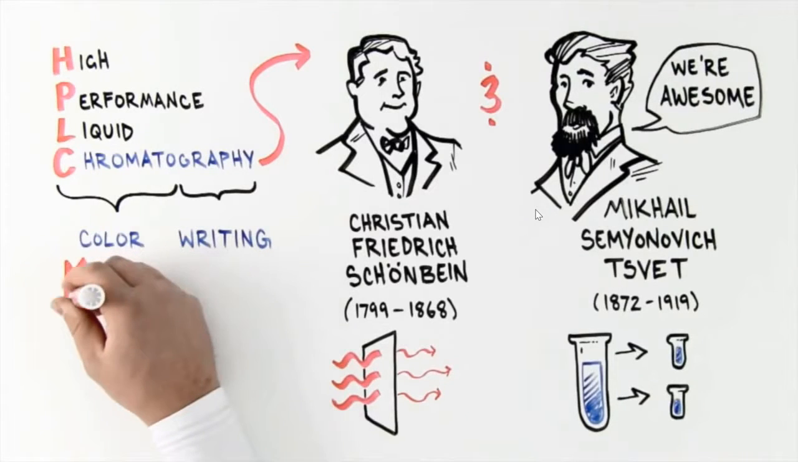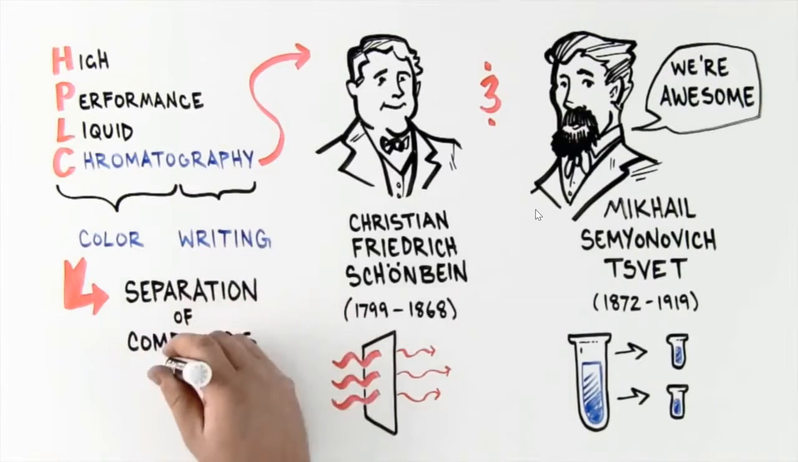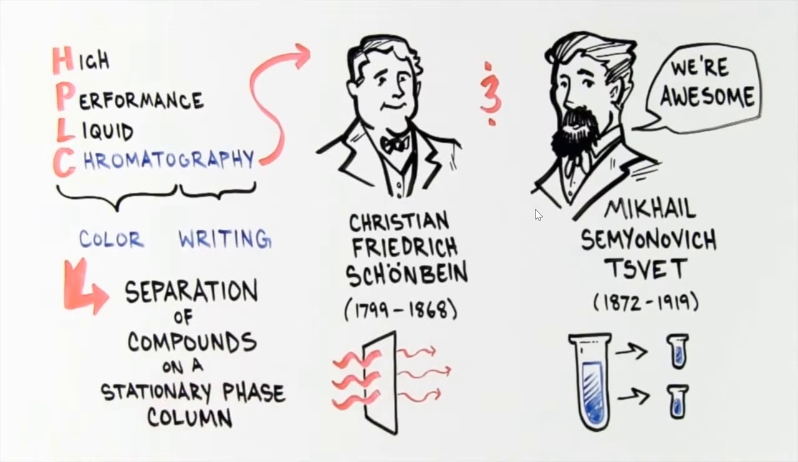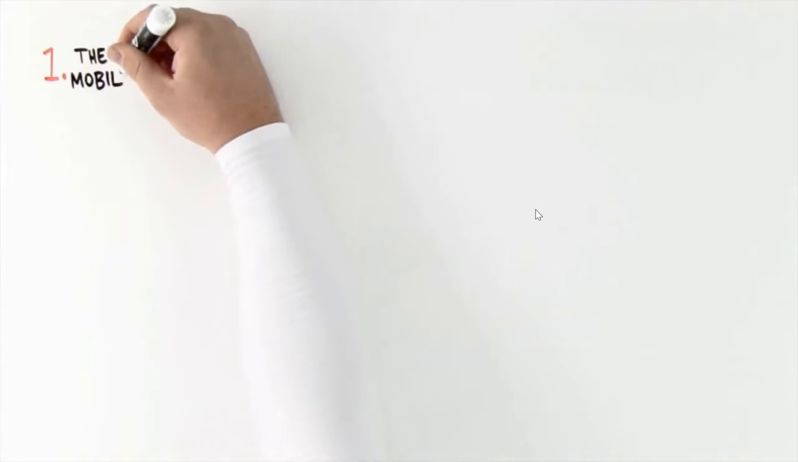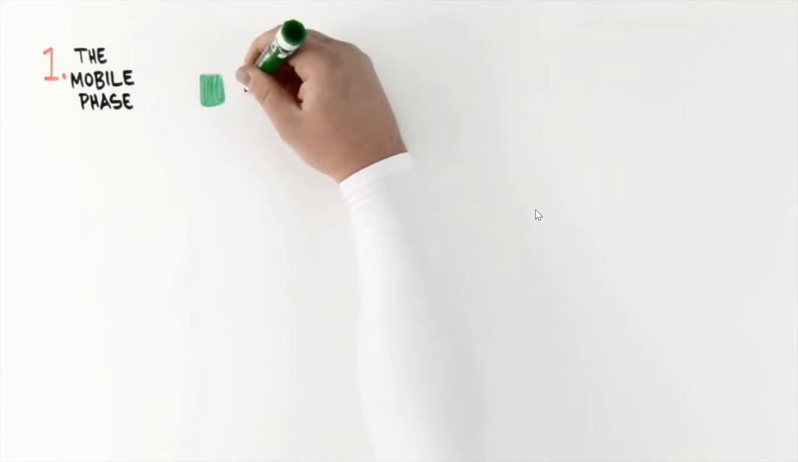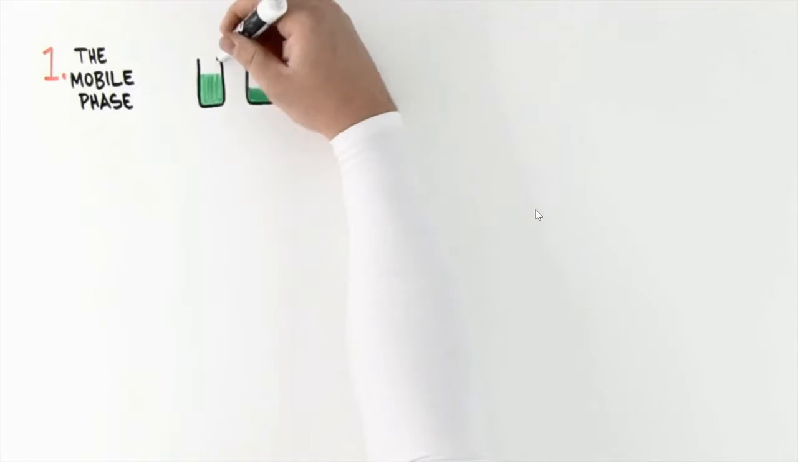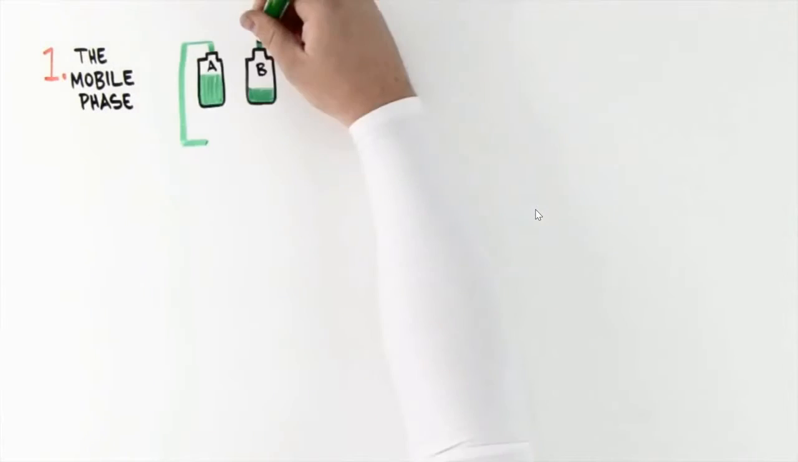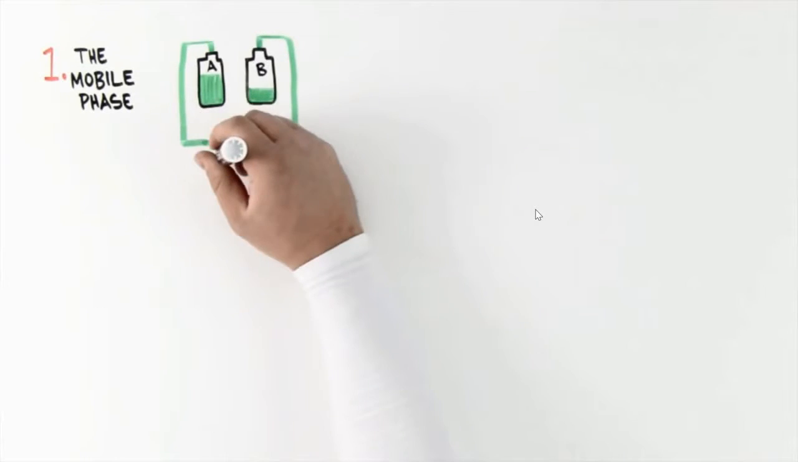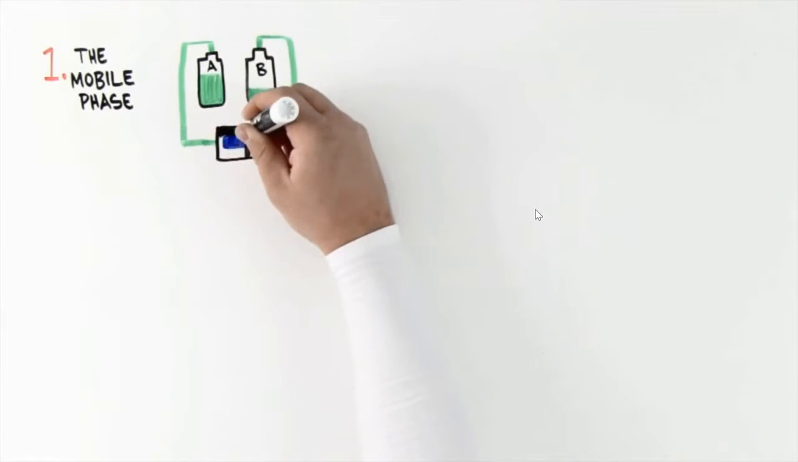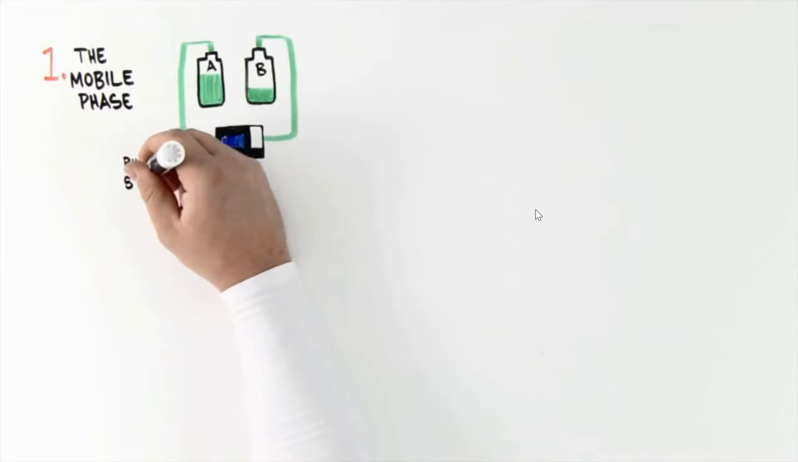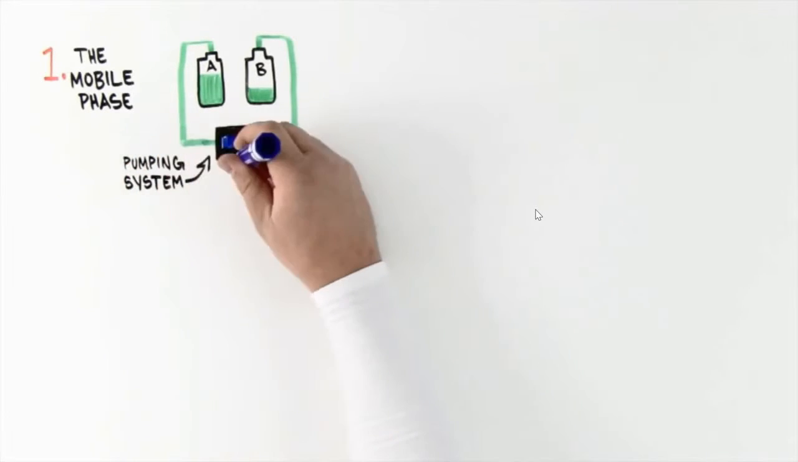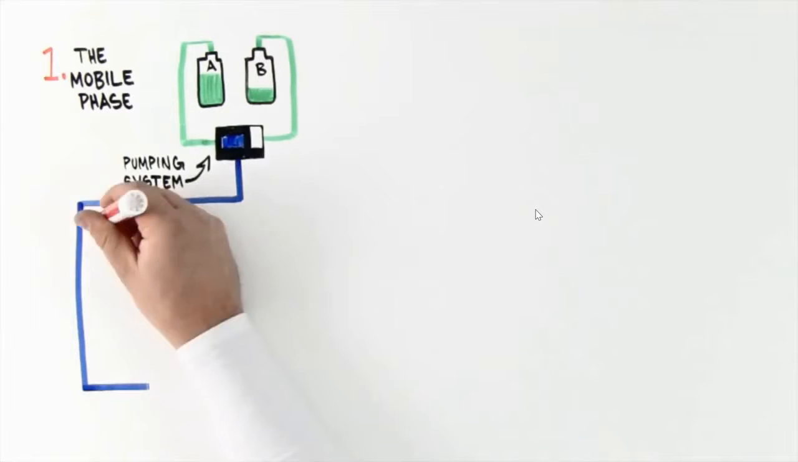HPLC is the separation of compounds on a stationary phase column. The basic components of the HPLC system consist of, one, the mobile phase. This is the solvent that runs continuously through the system and pushes the sample through the column. The solvent is contained in the reservoir located at a higher elevation than the pump in order to maintain positive head pressure on the pump inlet. The solvent filter removes any particles that could potentially damage the system's sensitive components.